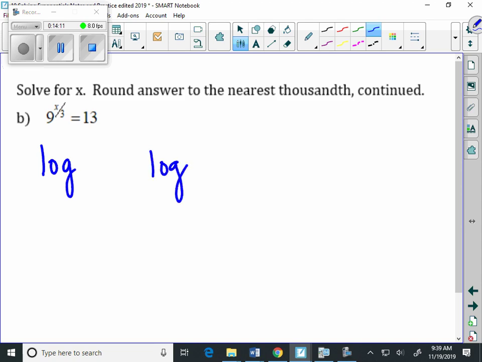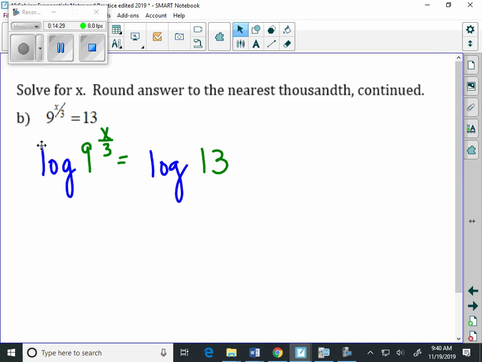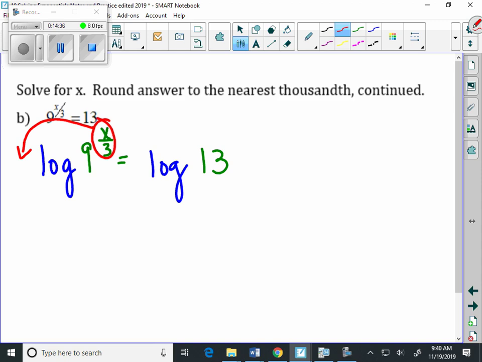It's still going to be 9 to the x over 3. It's still going to be the log of 13. We didn't change the original value of the equation. We put logarithm in there to help us solve. And the reason that we did that is so we can use our logarithmic property, which says that we can take the exponent and write it out front. So now we have x over 3 times the log of 9 equals the log of 13.